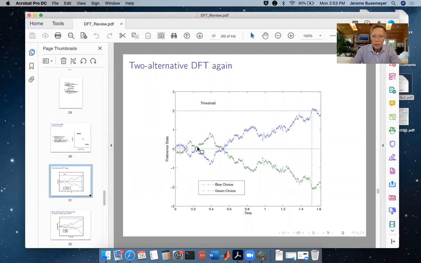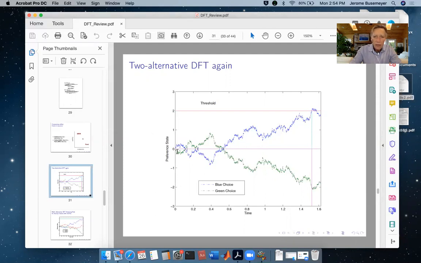And so you could represent this two-dimensional process by a one-dimensional process, which would be just the difference between the two. When the blue is much higher than the green, the difference is going to be very positive for the blue. But when the green is much higher than the blue, the difference is going to be negative for the blue and positive for the green. So you could represent these two alternatives in one dimension by just using the difference, because they're negatively correlated.